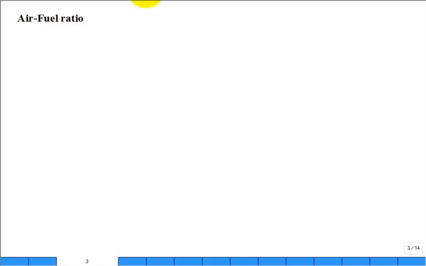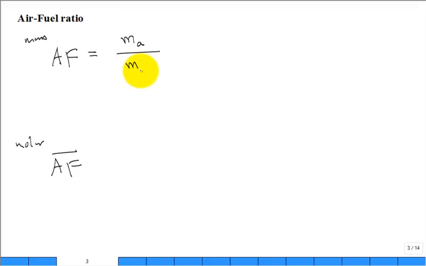So the air-to-fuel ratio, if you have A to F or if you have A to F bar, which one do you suspect is on a molar basis? The bar. Yeah, this is a molar. And this would be on a mass basis. So it's defined as the mass of air divided by the mass of the fuel. So how many kilograms of air or pounds of air do I need for every pound of fuel that's going into some engine where there's some combustion occurring?